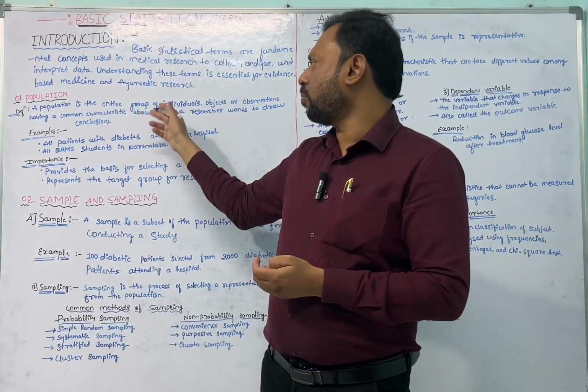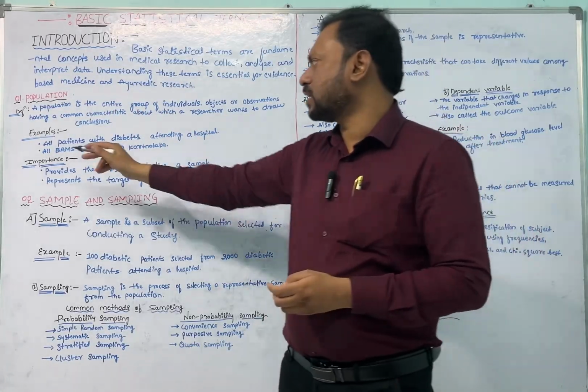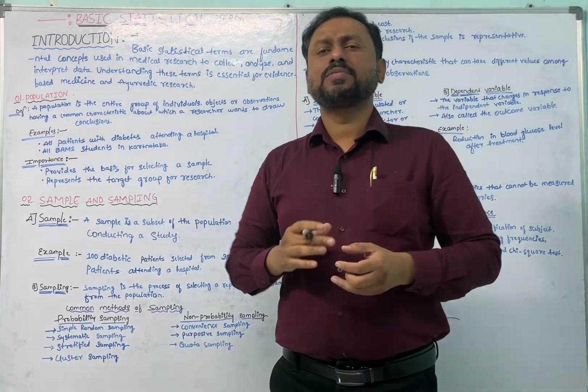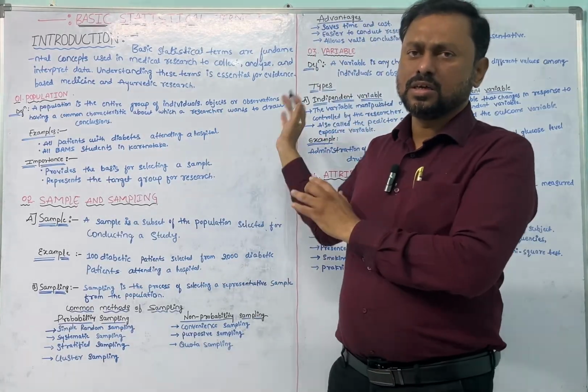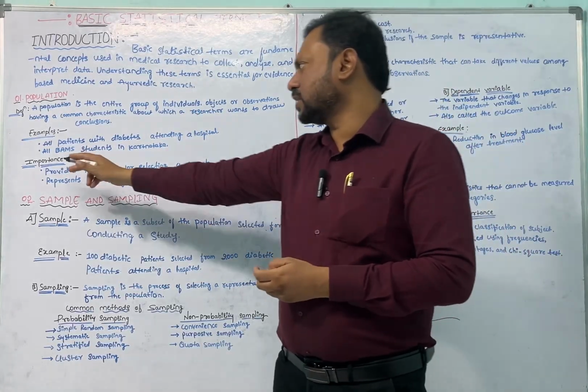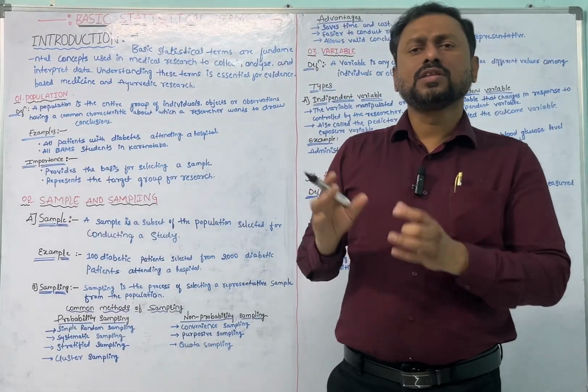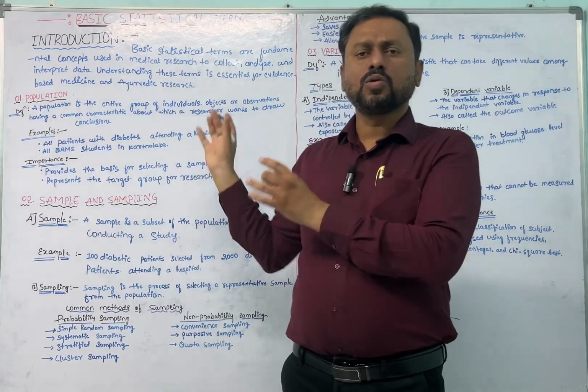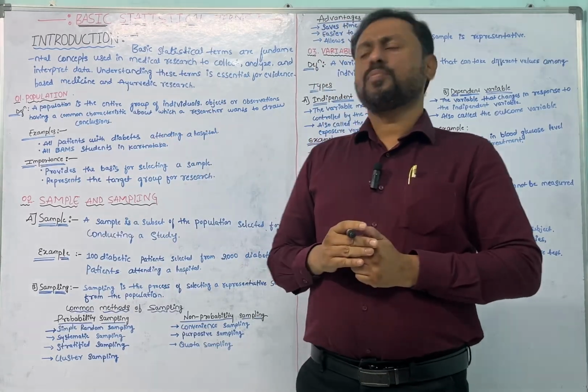Like that, this is the population definition. For example, all the patients with diabetes attending the hospital. In this month, how many diabetes patients attended our hospital, that is called a population. Another example, all BMS students in Karnataka. If you are doing trials on BMS students in Karnataka, all those students are considered a population.